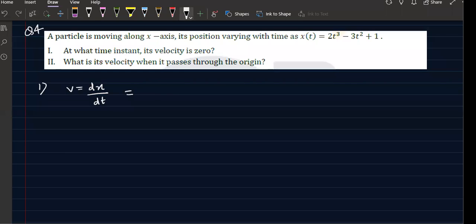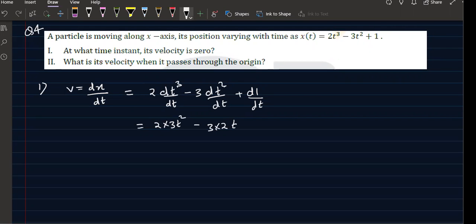So we know how to differentiate. Let's differentiate. It will be 2 into d(t cube)/dt, minus 3 into d(t square)/dt. Now this is a constant, so d1 by dt is 0. So it will be 2 into 3t square minus 3 into 2t. Now the question is at what time the velocity is 0. So this should be equal to 0. So 6t, taking 6 common, (t minus 1) is equal to 0, right?